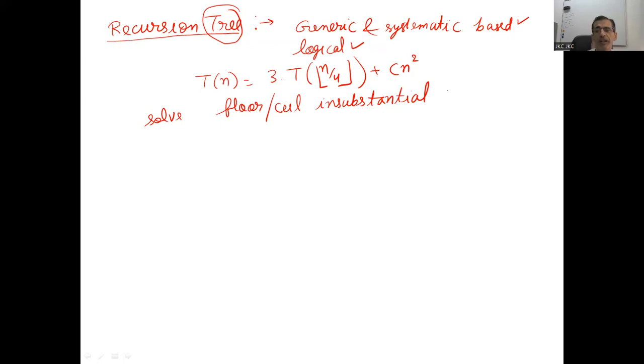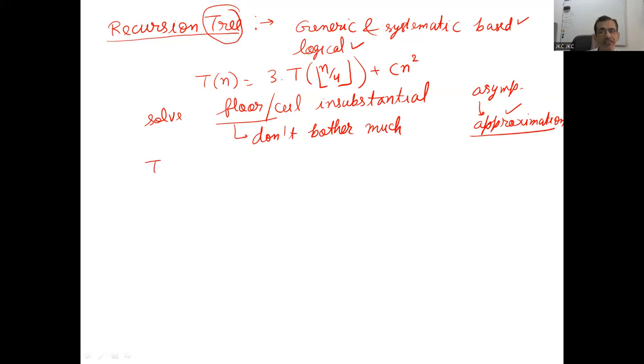Moreover, asymptotic complexities are approximations. All asymptotic complexities are effectively approximations, so one small value through floor and ceiling doesn't make much of a difference. The simple rule is, don't bother much about these; you can ignore them without much difficulty. That means I can effectively consider T(n) equal to 3T(n/4) + Cn².